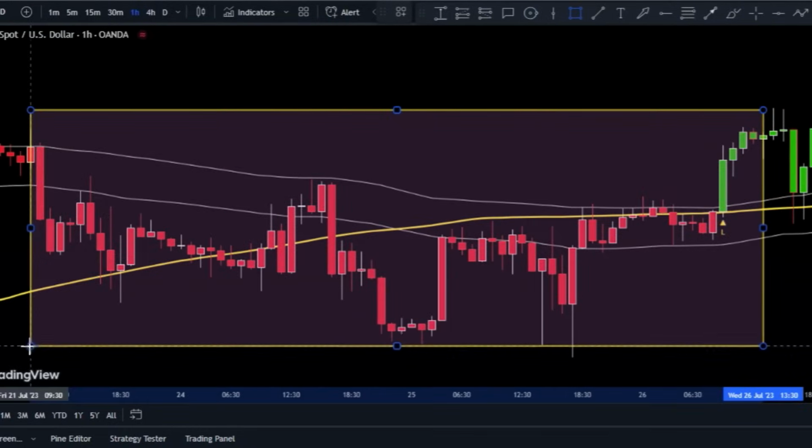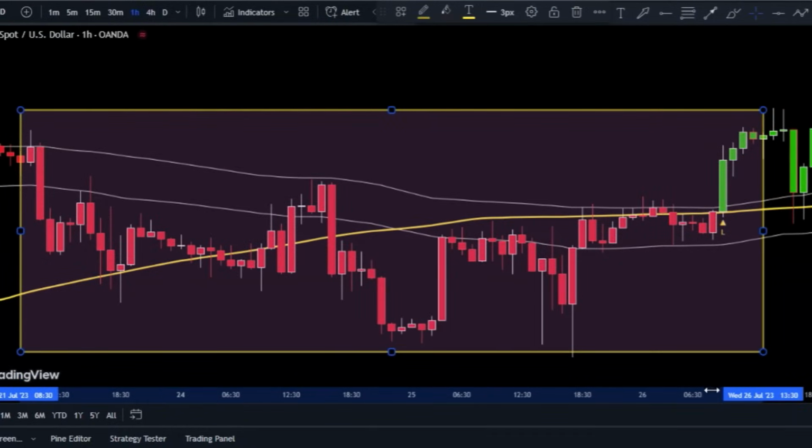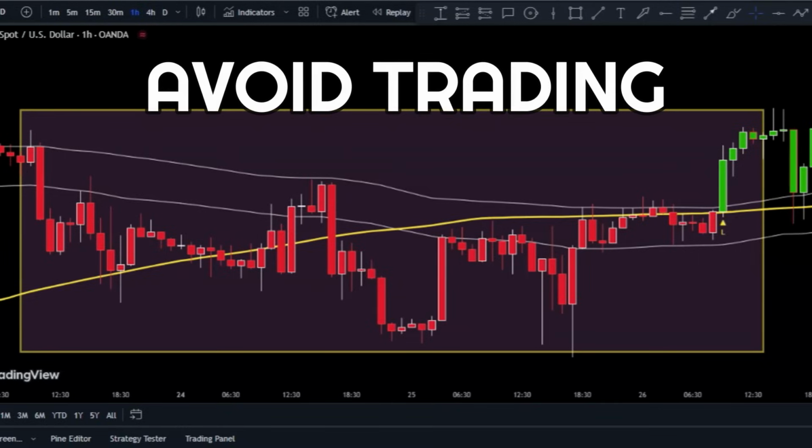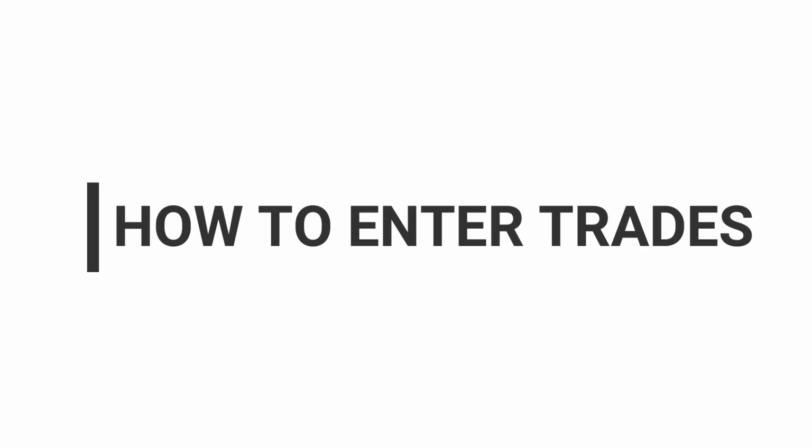Additionally, if the price is mixed in and crossing over the moving averages frequently, we should avoid entering trades. When the moving averages are twisted together and crossing over each other, it signals a choppy, range-bound market without a clear direction. Now that we have all the tools, let's go over the trading rules.